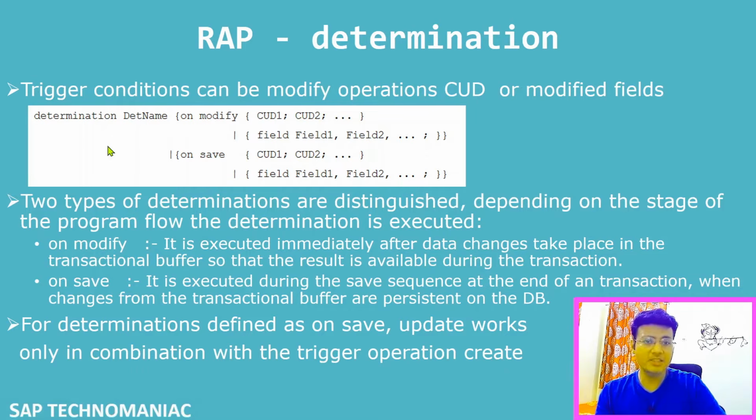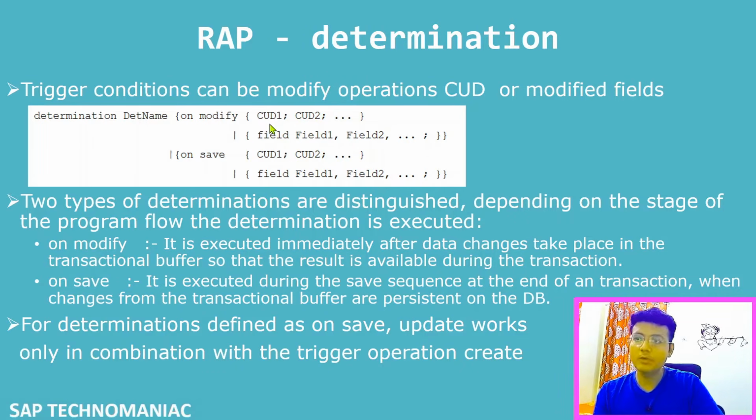You can see that, like validation, we define it using the keyword determination in the behavior definition, and then write the determination name. The determination can be called during the transactional phase as well as during the save sequence. Validation is always called during the save sequence, as I told you in my previous video. That is the timing, when it should be called: during the transactional phase or during the save sequence. But what should trigger it, we will define inside.